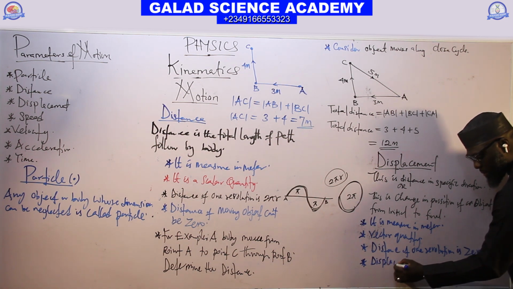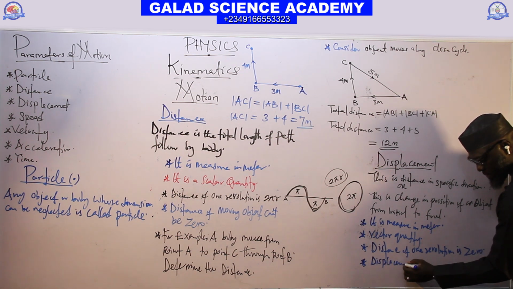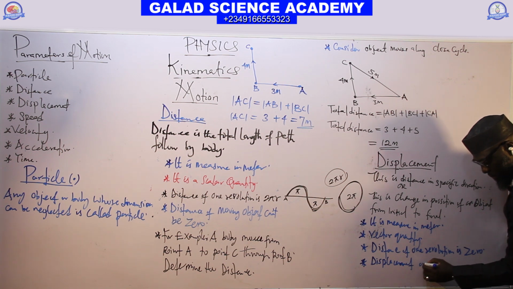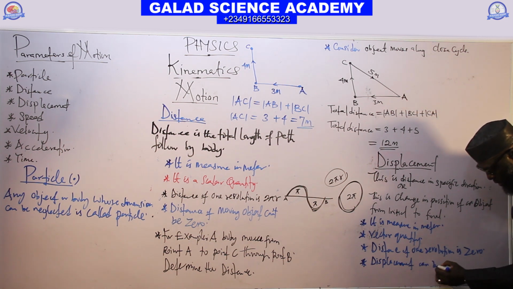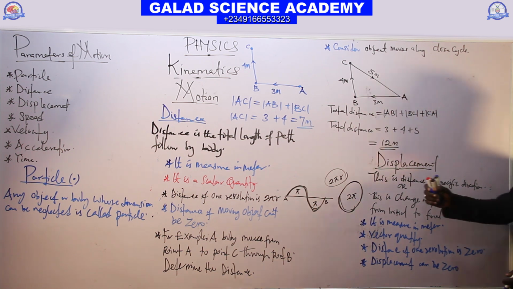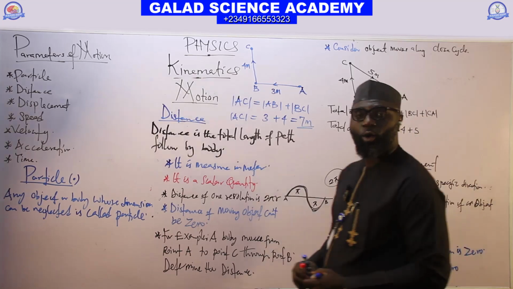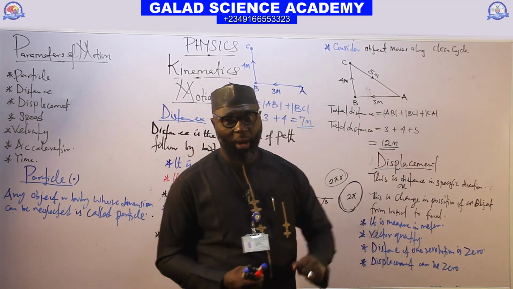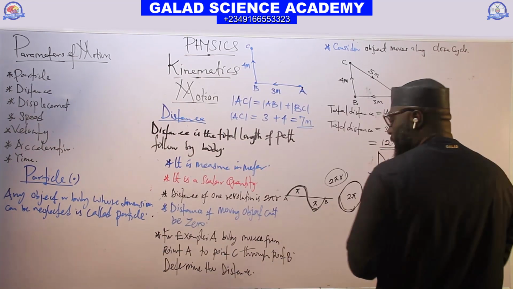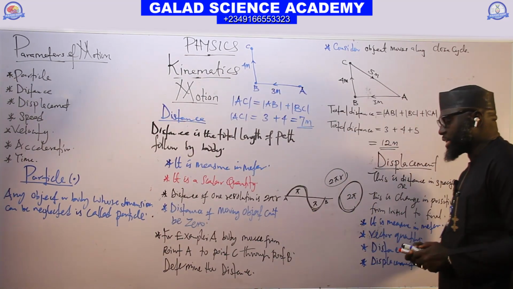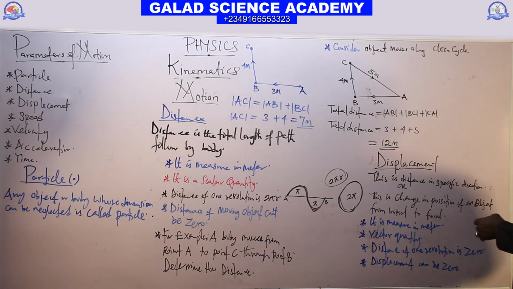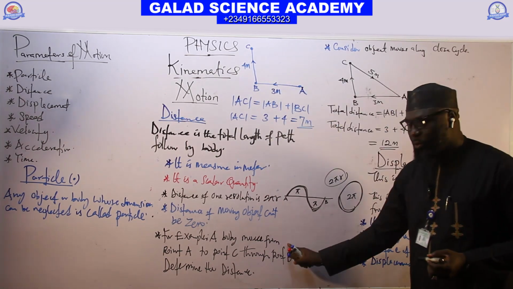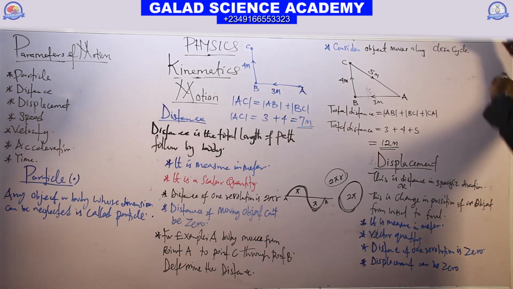Displacement can be 0. That's why we have it here, but distance of a moving object cannot be 0. But displacement of a moving object can be 0. And let me use these two examples here for displacement too.